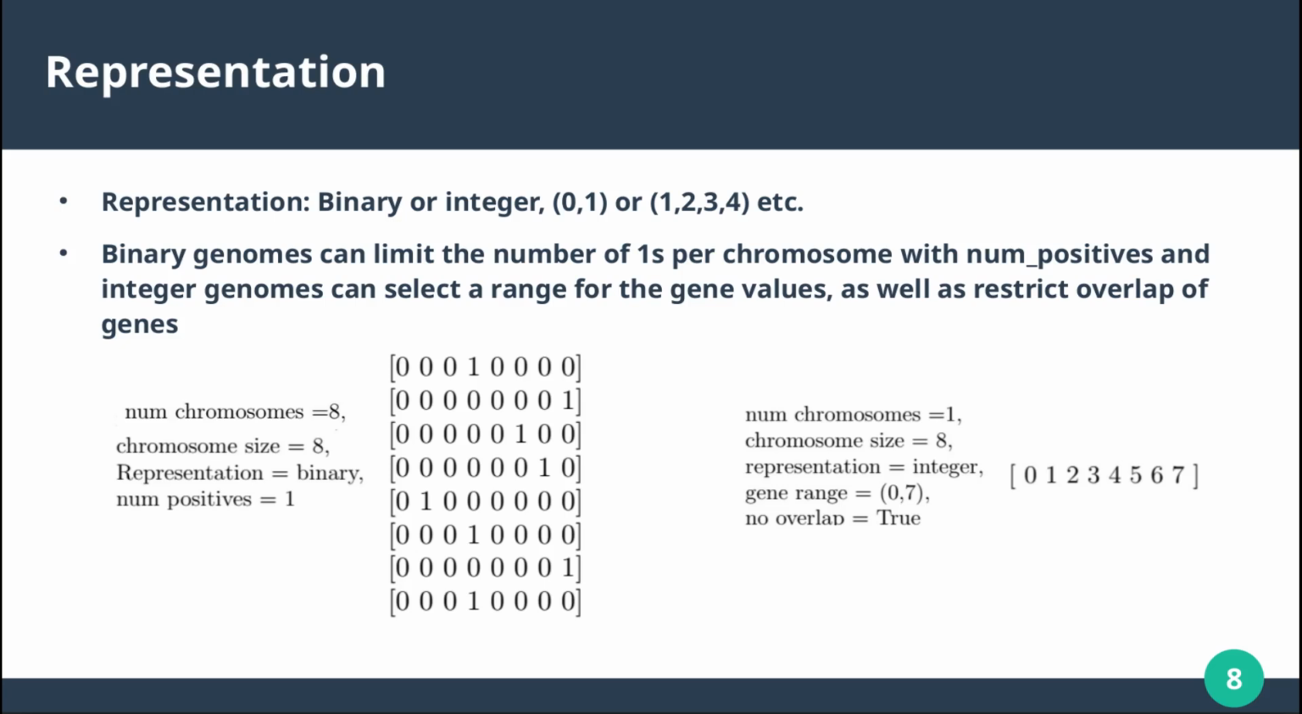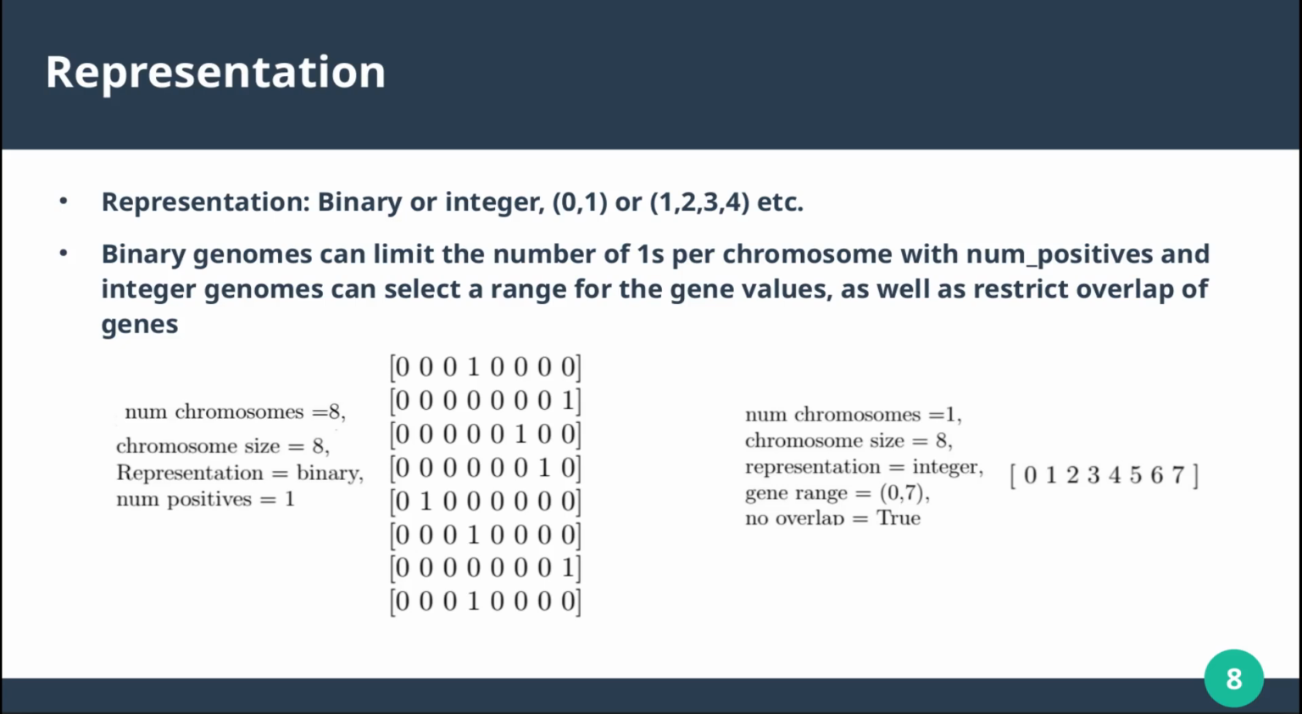And when you're using integer representation, you have 2 variables that go with it. One of these is gene range. This is simply the range that your integers can take place in. If you say 0 to 100, your gene values will be from 0 to 100, and then you have no overlap. This makes it so that this chromosome will not have the same integer value twice. In the case of our chess problem here, this allows us to not place queens on the same tile. So this is a setting that you can use in, for example, combinatorial problems.